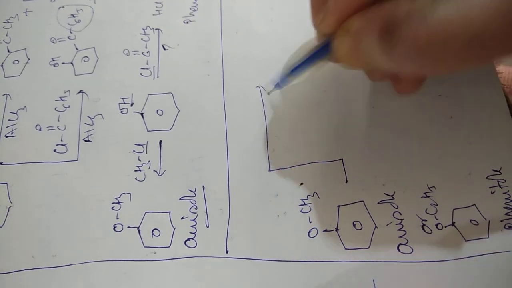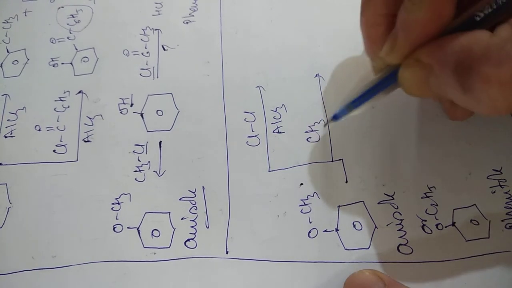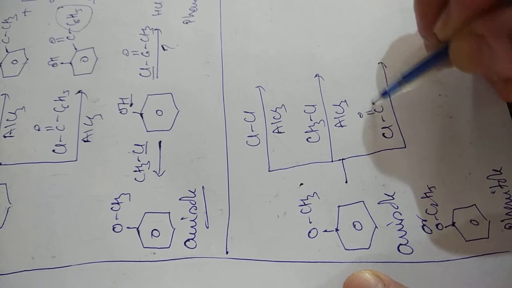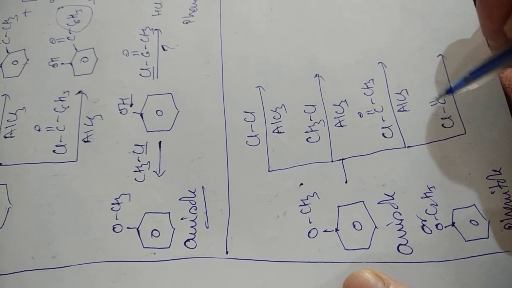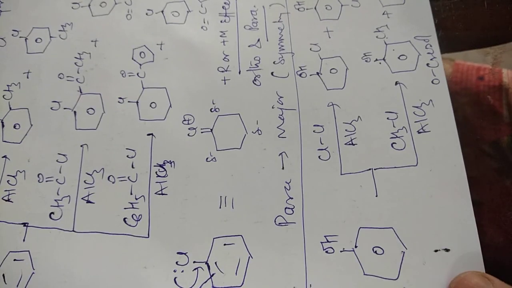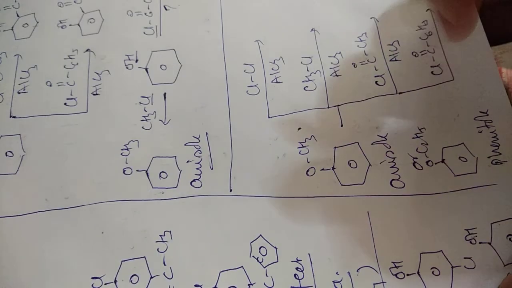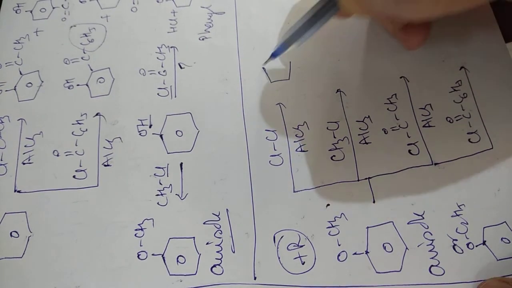If you write the Friedel-Crafts reactions, chlorination, methylation, acetylation, and of course last but not least, the benzylation, the products formed will be absolutely in the same way as phenol, because in phenol also the plus R effect takes place, and in anisole itself the plus R effect takes place and ortho para product will form.